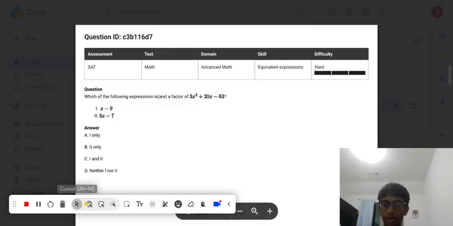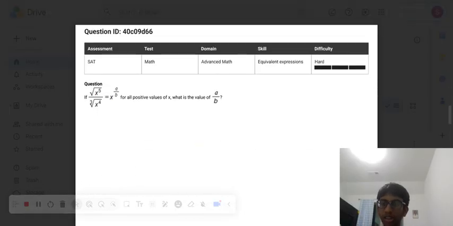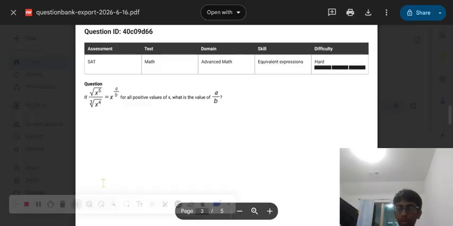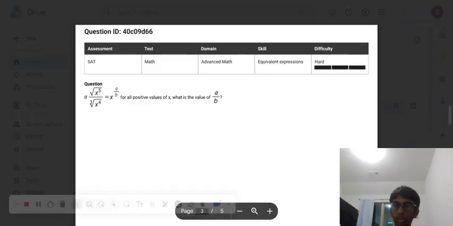Let's move on to the next one. Our next question is, if the square root of x to the 5th over the cube root of x to the 4th is equal to x to the a over b for all positive values of x, what is the value of a over b?